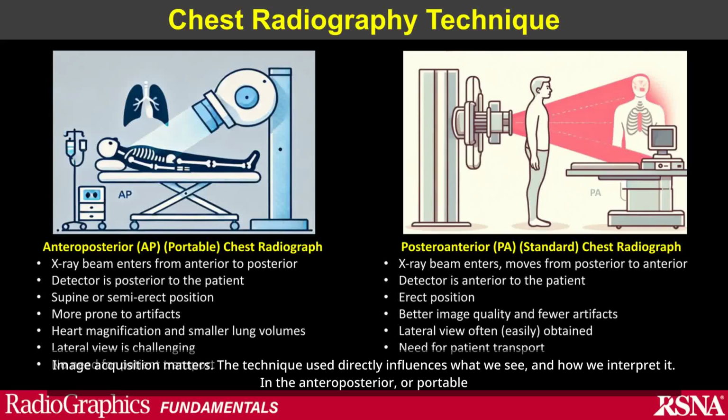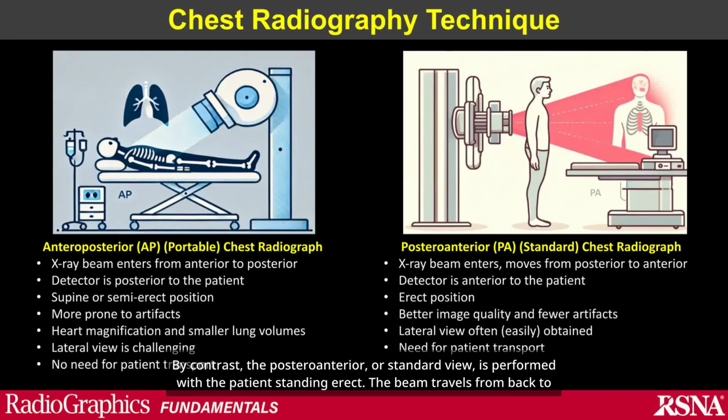Image acquisition matters. The technique used directly influences what we see and how we interpret it. In the anteroposterior, or portable view, the X-ray beam enters from the front and exits posteriorly, with the detector placed behind the patient. This is usually performed with the patient supine or semi-erect. While convenient, it is more prone to artifacts, leads to magnification of the heart, and often results in lower lung volumes. Obtaining a lateral view is difficult, but this method avoids the need for patient transport.